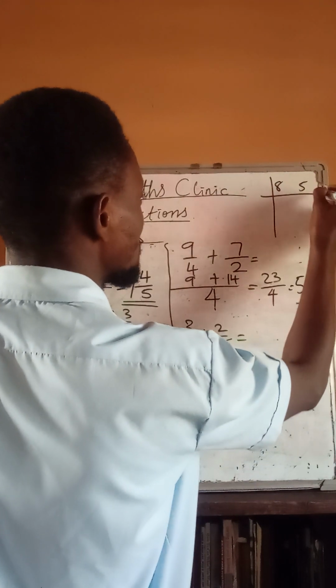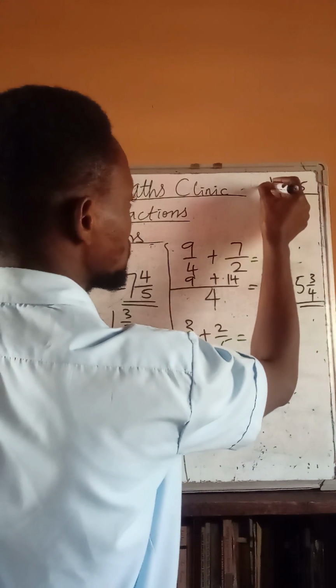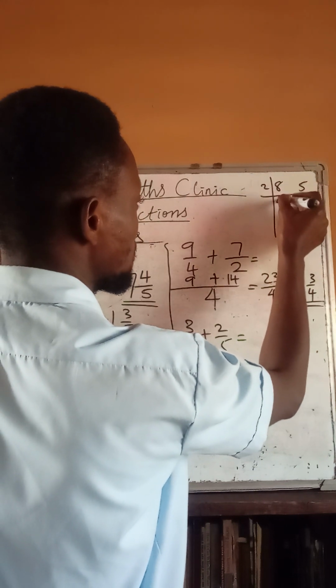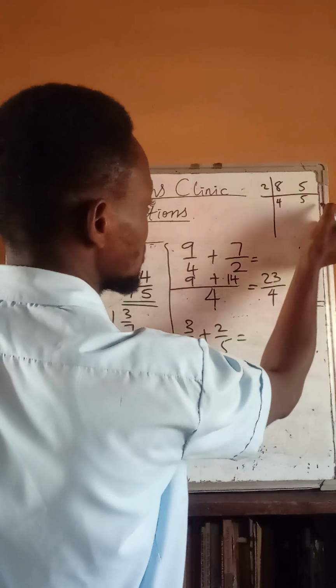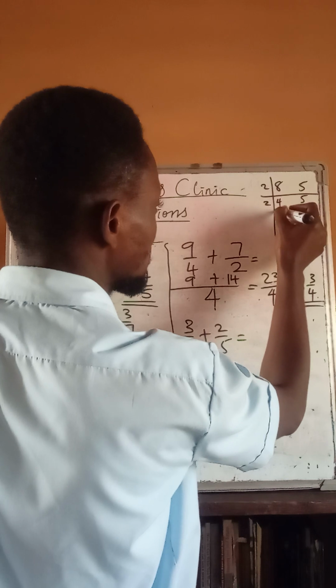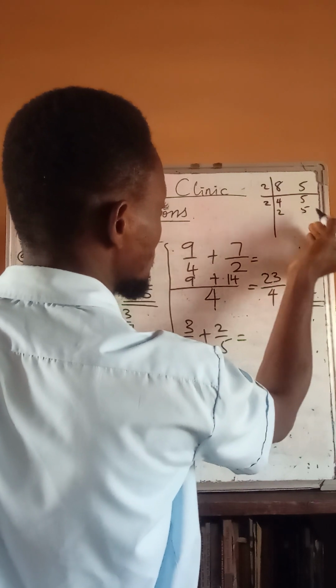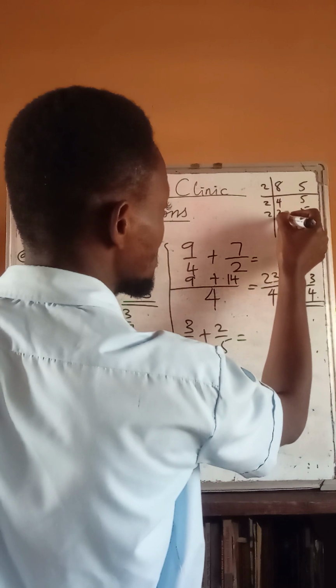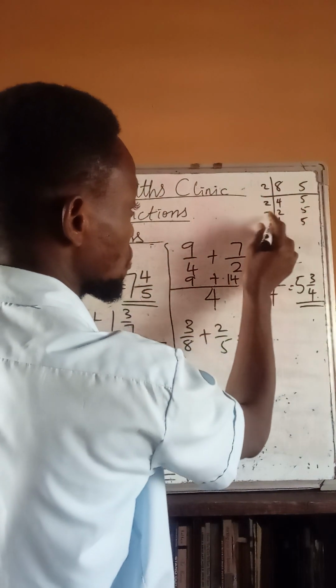Okay, so what can go? 2 can actually go in 8, but 2 cannot go in 5. Let's work with 2. 2 in 8 is 4. 2 in 5 is 5. What else can go again? 2. 2 in 4 is 2. 2 in 5 is still 5. What else can go? 2. 2 divided by 2 is 1. 2 divided by 5 is still 5. So what else can go?